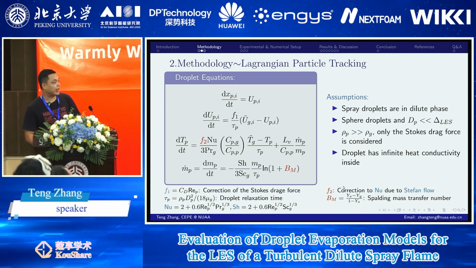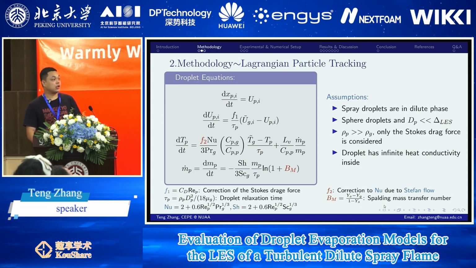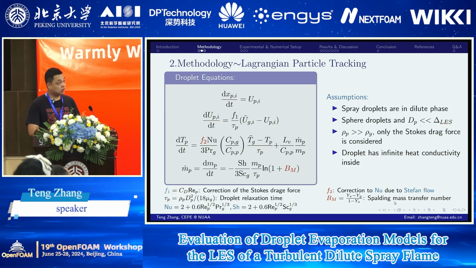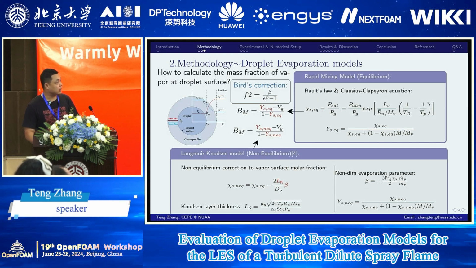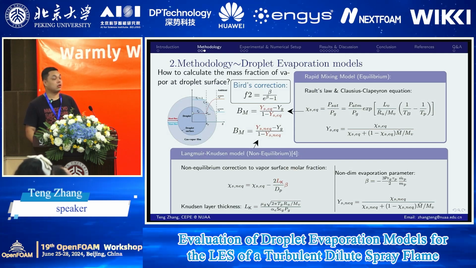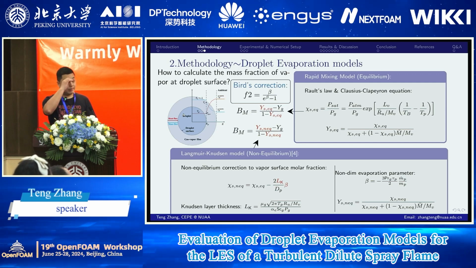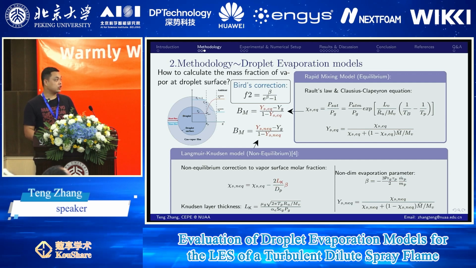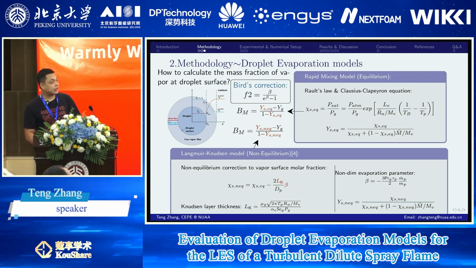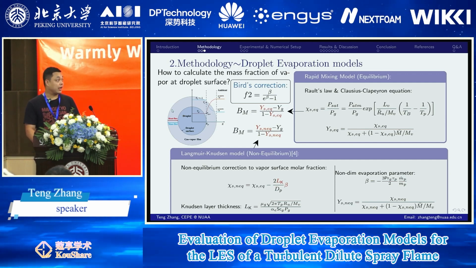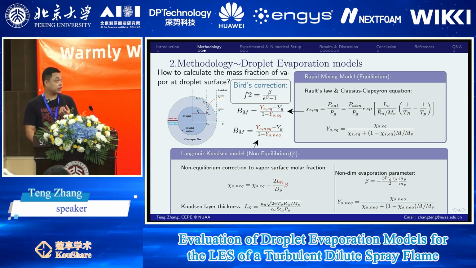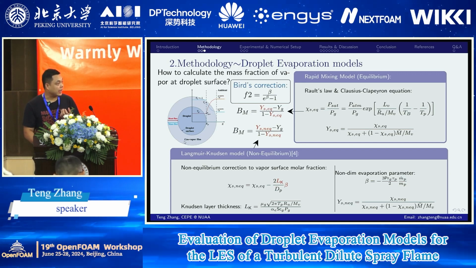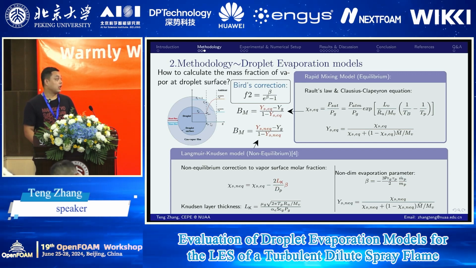F2 is the correction to the heat transfer due to the existence of the Stefan flow, and B_M is the Spalding mass transfer number. This figure shows the schematic of droplet evaporation. Imagine the droplet is surrounded by hot gas. The energy is transferred from the surrounding gas to the droplet surface, and the droplet is heated. The fuel vapor evaporates from the surface to the surrounding gas, and then a gas vapor film is formed between them.